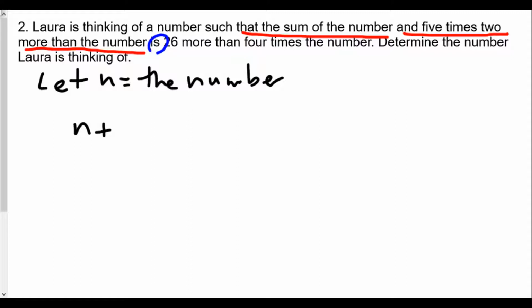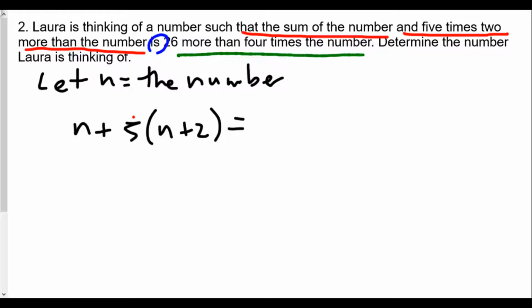So 5 times 2 more than a number. So 2 more than means adding. The idea is that when you say 5 times 2 more than the number, it doesn't mean 5 times the number and 2. It means that you're taking 2 more than the number and multiplying by 5. So that's the idea. So 5 times 2 more than the number is, which means equals, 26 more than 4 times the number.